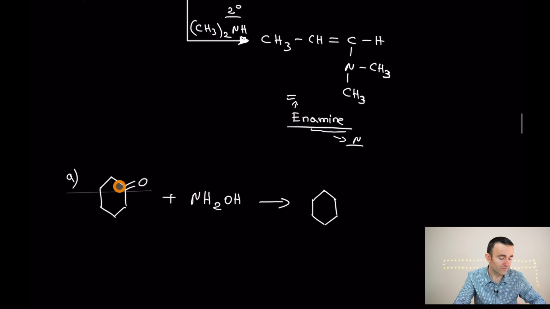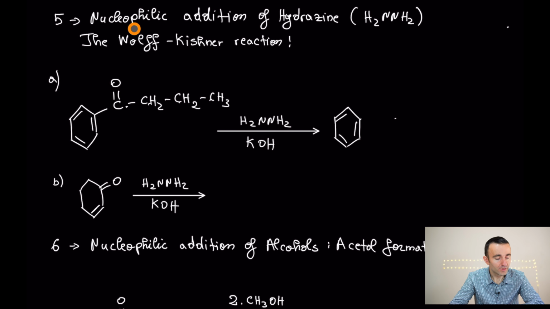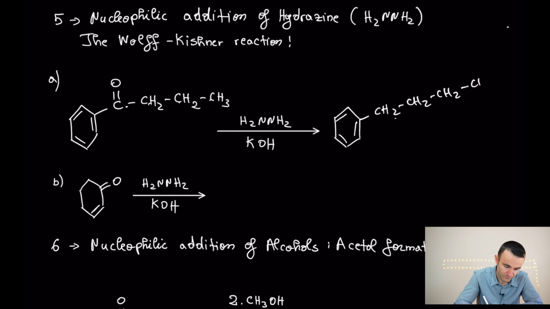Let's move further. If you treat, for example, cyclohexanone with hydroxylamine, what is going to form? This is a primary amine and is going to form this compound, right? Let's move now to the nucleophilic addition of hydrazine. Also called the Wolff-Kishner reaction, it is important because it's used to remove the carbonyl group. So in this case, you're going to eliminate the carbonyl group and convert that to a normal alkane, right?